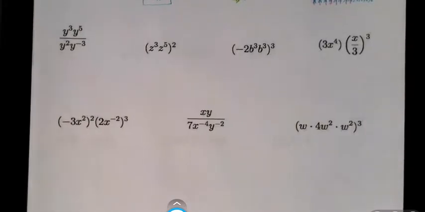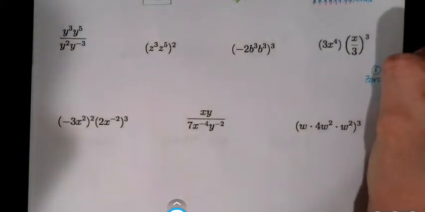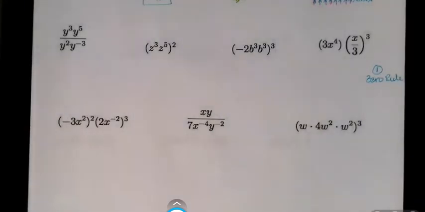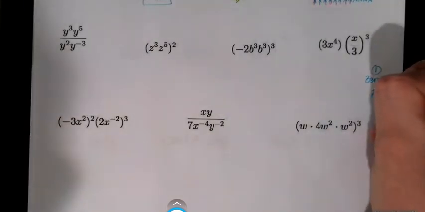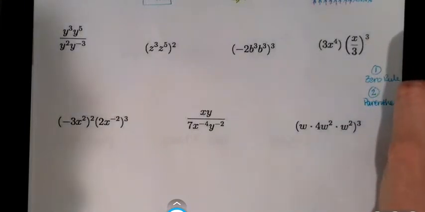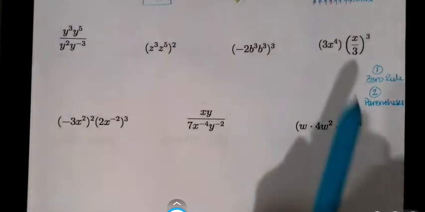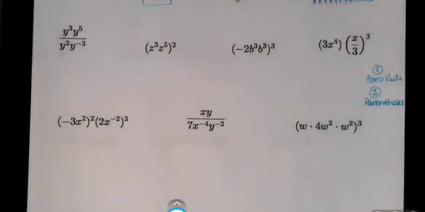So I'm actually going to write that on the side here. So my first thing is to do my zero rule. Then, after I take care of that, I want to look for parentheses. If I have parentheses with an exponent on the outside, so a power raised to another power, I want to get rid of parentheses right away so that I can then simplify what I have left. So this is what I always start with whenever I solve a more complicated problem.